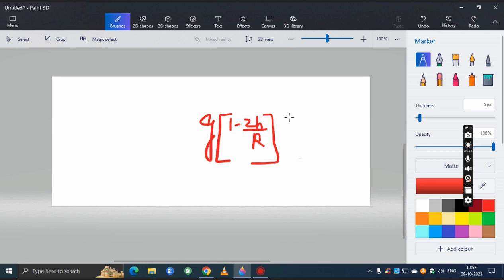So for small values of h, it works really good, like 200 kilometers above the Earth's surface. It's a really good approximation. But for h like 4,000 kilometers, this approximation is going to fail. Then you're going to have to use the formula that I previously mentioned.